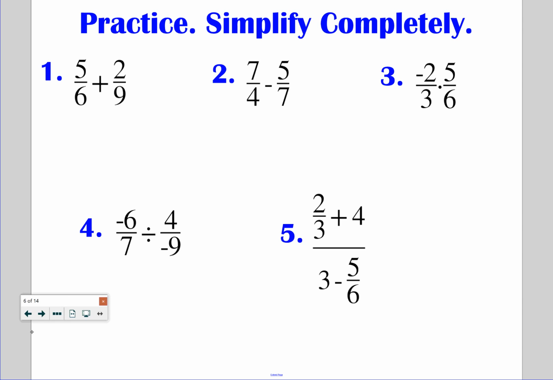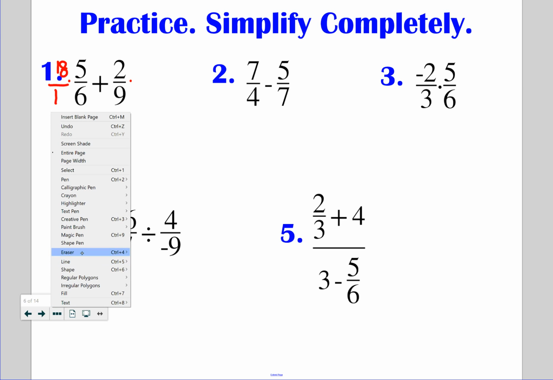Okay, let's review the correct answers to these problems. The least common denominator between 6 and 9 could be 6 times 9 if you get stuck, which is 54. You could also find a smaller number by using 18. Oops, excuse me, I don't want to write that there. Let's back it up for a second.